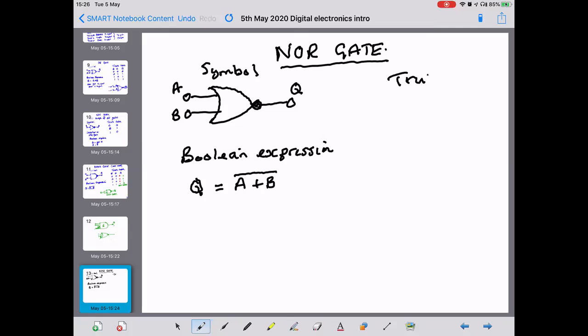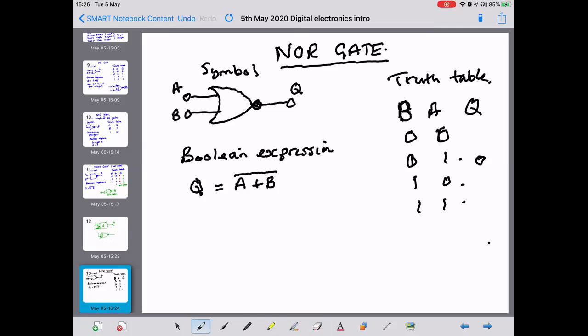Truth table. B, A, Q. 0, 0, sorry. 0, 1. 1, 0, 1, 1. And the output is opposite to what you'd get for an OR gate. So in an OR gate, all these three would be on. So in a NOR gate, they'll be 0, and the top one will be 1. So it's exactly an inverted OR gate. Any one in will give you a 0 out.